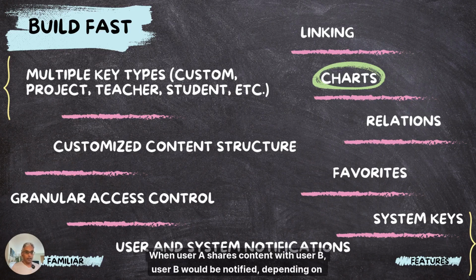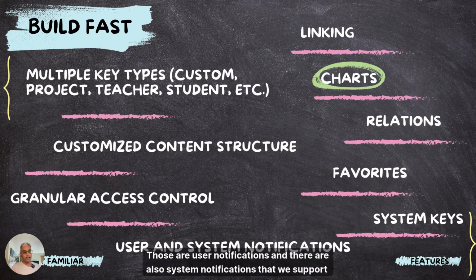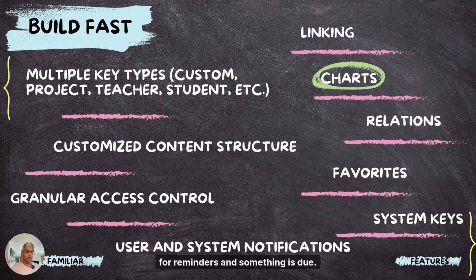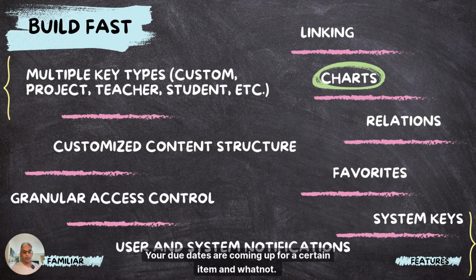We have user and system notifications. When user A shares content with user B, user B would be notified depending on their preferences. Those are user notifications, and there are also system notifications that we support for reminders, when something is due, or your due dates are coming up for a certain item and whatnot.